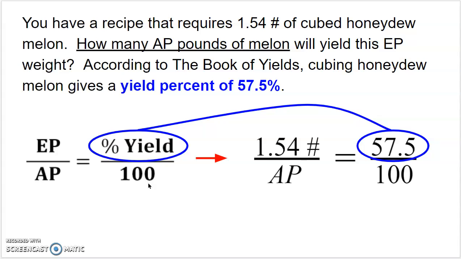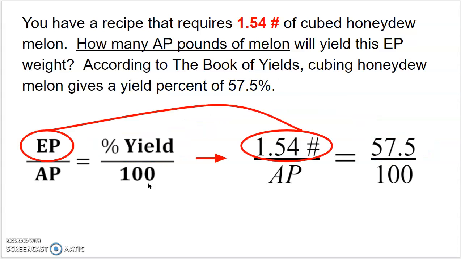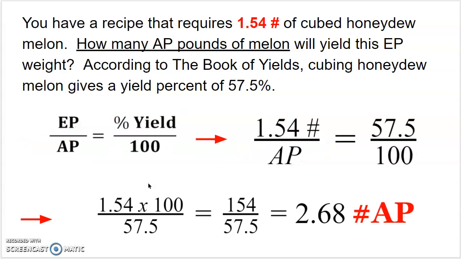Our problem says that we have a yield percent of 57.5%, so that goes in the yield percent. We know that our 1.54 pounds of melon is the EP, so that goes over in the EP. Then we solve our formula: multiply the two things on the diagonal, divide by the number that's left over, do the math, and we get 2.68 pounds AP. Remember, I'm labeling it as pounds AP so I don't forget.